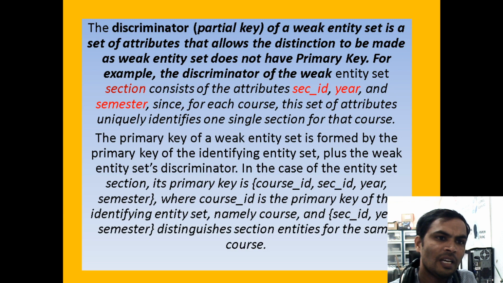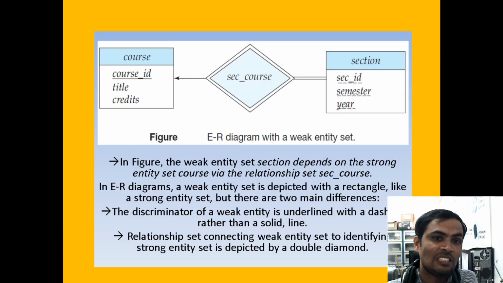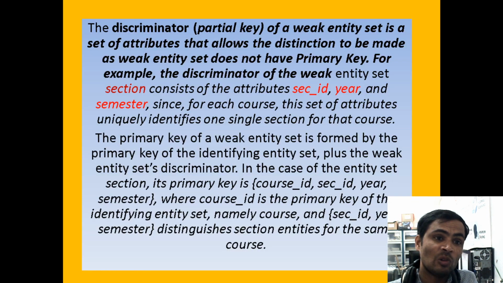Now here we are having the discriminator. The discriminator of the weak entity set is a set of attributes that allows the distinction to be made, because the weak entity set does not have the primary key. We call this the discriminator of the weak entity set. The weak entity set does not have a primary key, so distinction should be made by the discriminator.